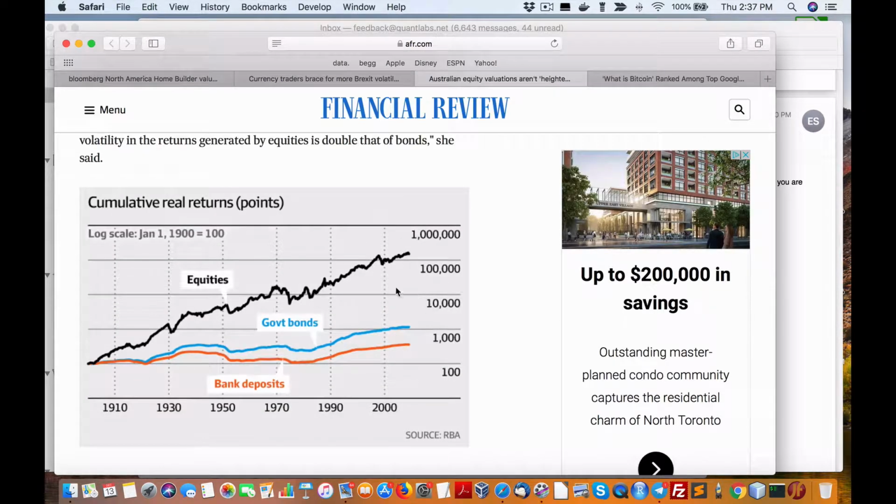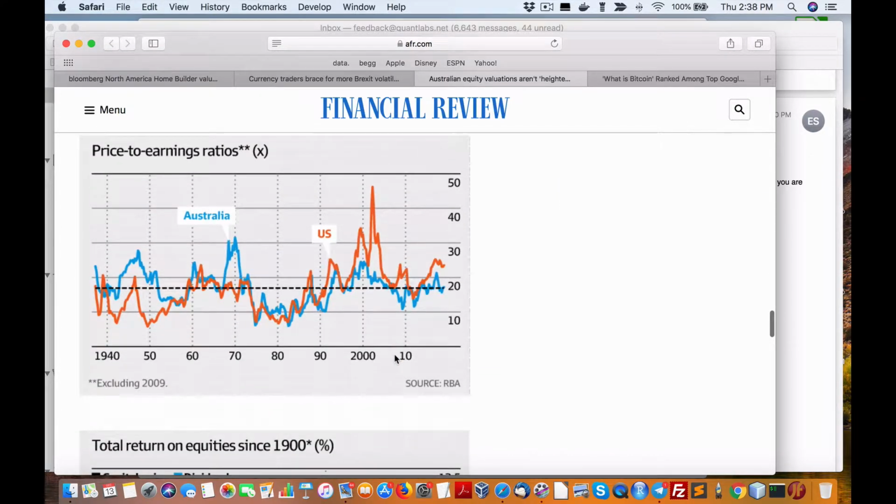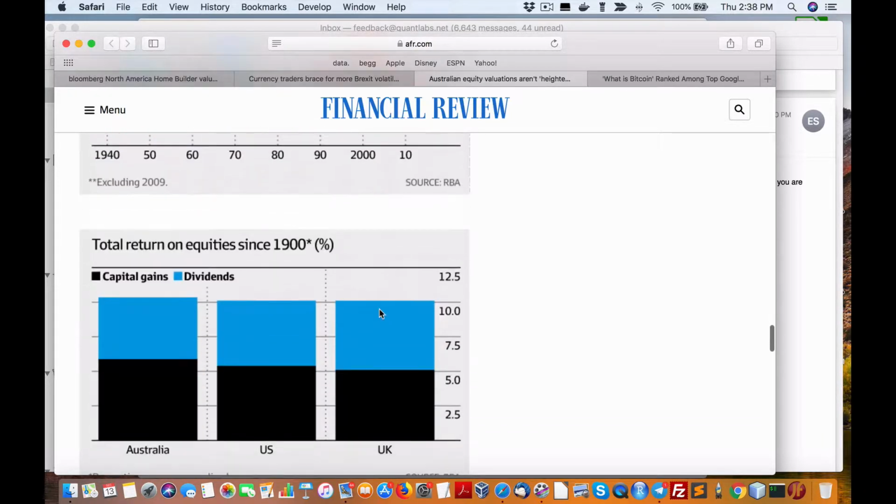So here's another chart, accumulative real returns for equities in black. You can clearly see where the performance is. Government bonds and bank deposits. Price to earning ratio, Australia versus US. US is in orange here, which outperforms consistently. But let's see, there's very little comparison with Australian blue.